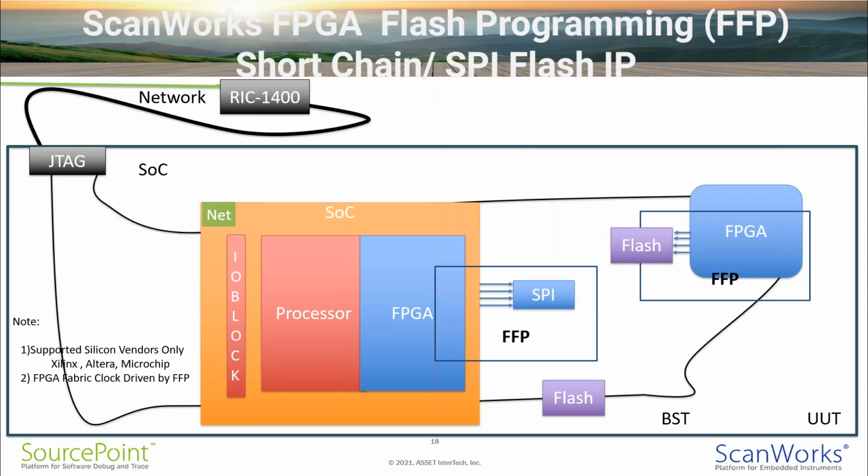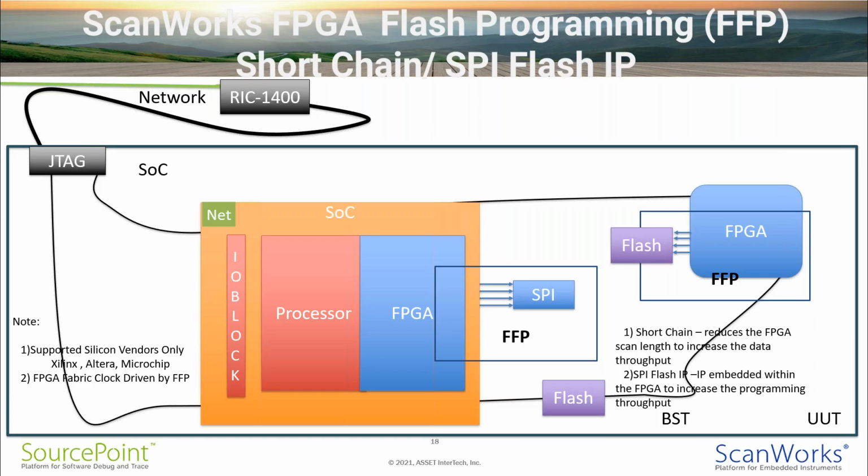FFP is strictly targeted at FPGAs, but uses two methods to decrease the programming times. The first is short chain, where the FPGA is programmed with a boundary scan chain that supports only the needs for programming, 6 or 7 cells versus hundreds. The second method is flash IP instrument, where the flash control logic is programmed into the device and then embedded into the FPGA. The use of FFP can be applied to a standalone FPGA or an FPGA with an SoC.